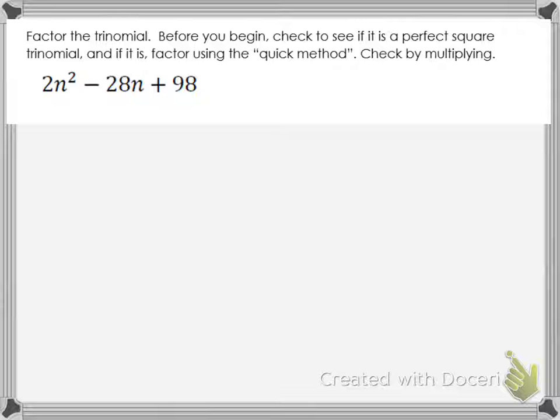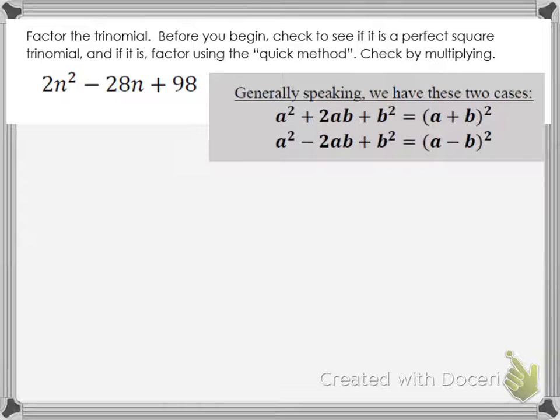Okay, so we're going to look at another trinomial, and first we're going to check to see if it's a perfect square trinomial. So remember, we have two patterns. We either have a binomial sum squared or a binomial difference squared. In this example, if we want to see if we have a perfect square trinomial, we're going to look at our middle term and we see that it's minus 28. So if we are using one of these patterns, it's going to be the binomial difference, so the a minus b quantity squared.